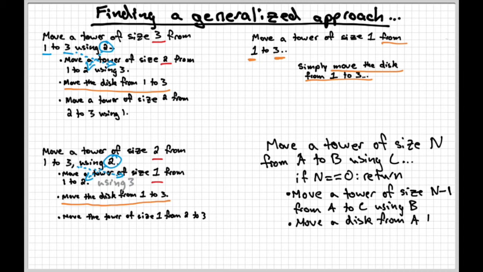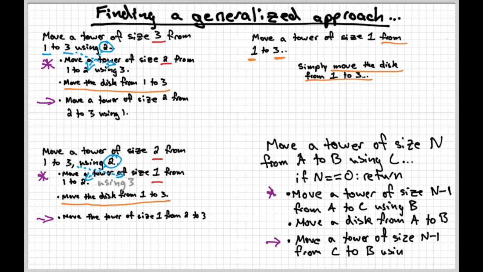we want to move a disk from A to B, stated in terms of this general description we're giving in our algorithm. Final step is to move that subtower that we initially got out of the way onto the final peg. And that's consistent, so we'll do that here. We'll move that tower of size n-1 now from C to B using A.